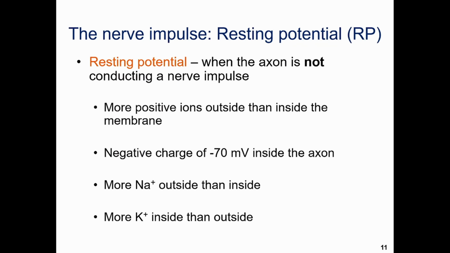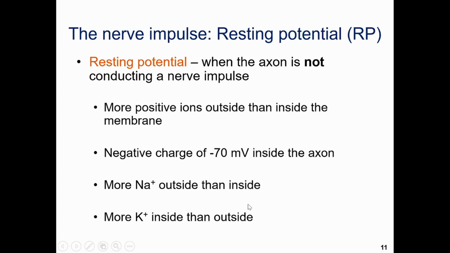So the first part of the nerve impulse is called the resting potential. The resting potential is when the axon is not sending a signal. We're not talking to another neuron during the resting potential. During resting potential, there are more positive ions outside of the membrane and fewer positive ions inside of the membrane. Because there's fewer positive ions inside, the inside of the axon has a negative charge.